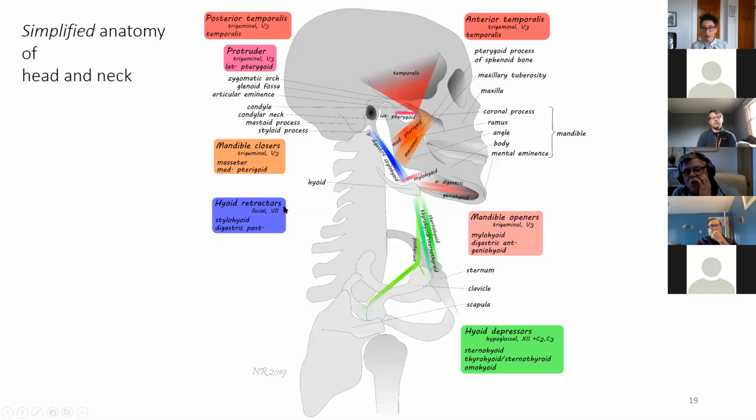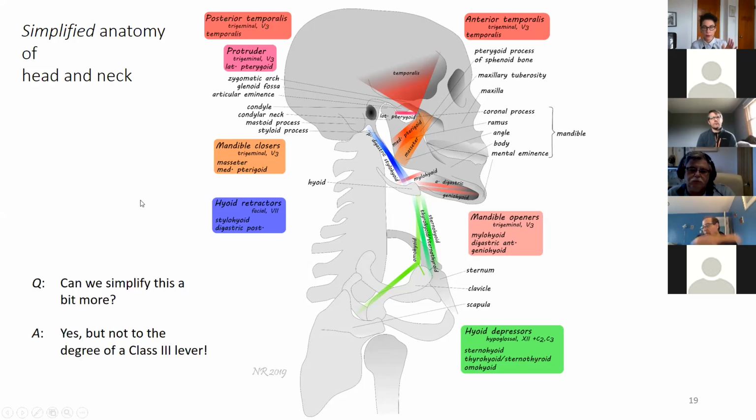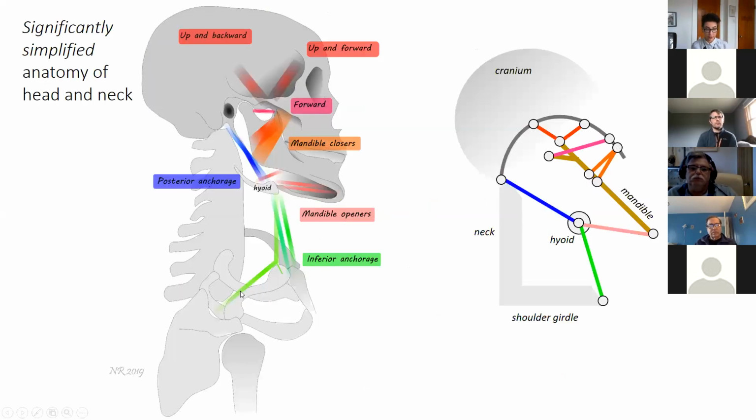So to figure out how the mandible operates on the skull, you have to look more closely at the anatomical components. And this is my sketch of the muscles that put in movement different components of the head and the neck. If you ask me if we can simplify that, we can, but not to the degree of a class 3 lever. And to make it as simple as I can, I can keep just 7 components, 7 groups of muscles that put everything in movement.